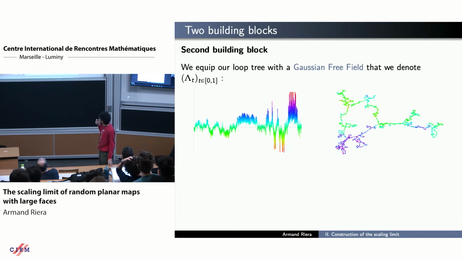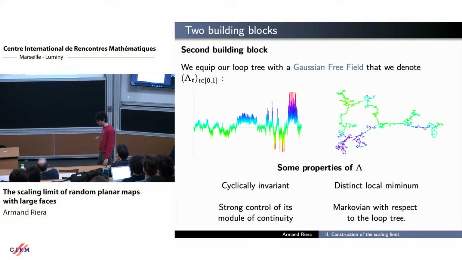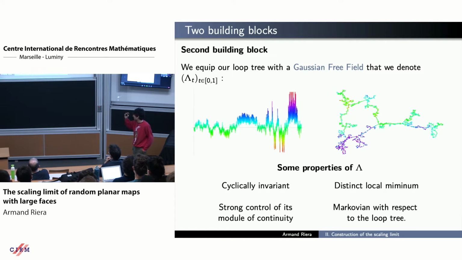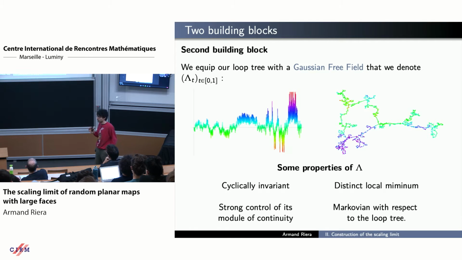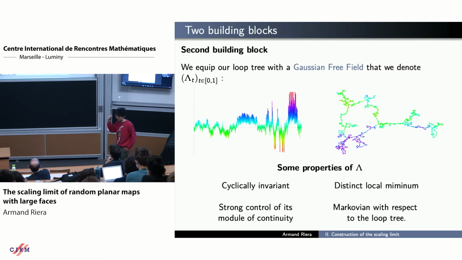Thanks to this perspective, we were able to prove some properties of this label process. For example, we show that it's cyclically invariant. That's very important when you want to obtain some rerouting properties on your scaling limit. We also show that it has distinct local minima. That's important when you are studying topology. We have very strong controls of its modulus of continuity. That's good for estimates on volumes. And we have that this process is in some sense Markovian with respect to the loop tree.